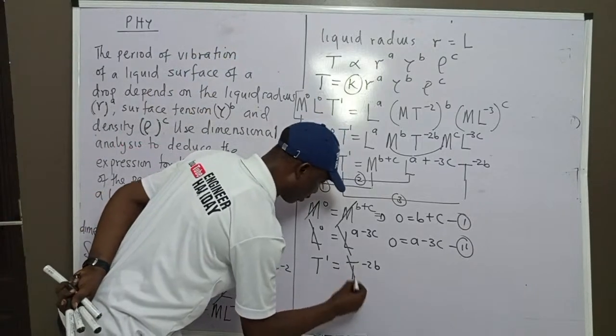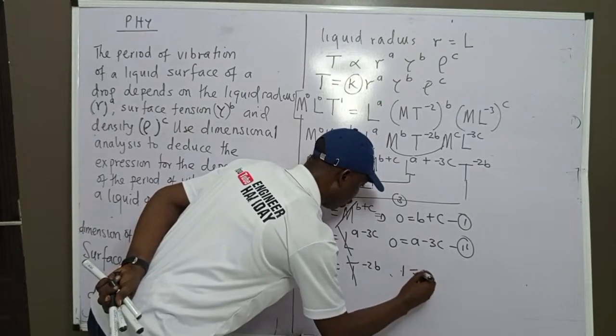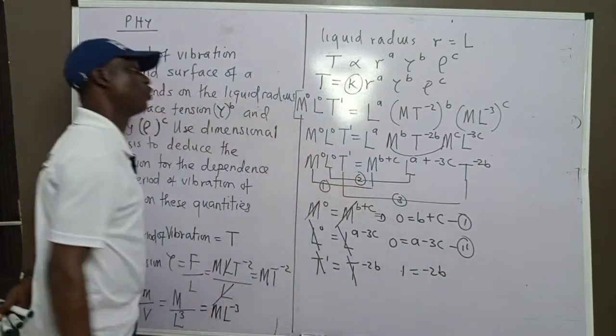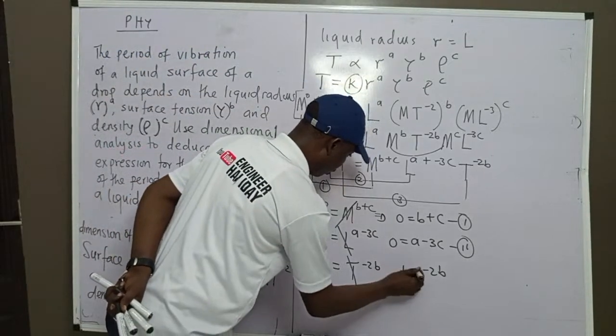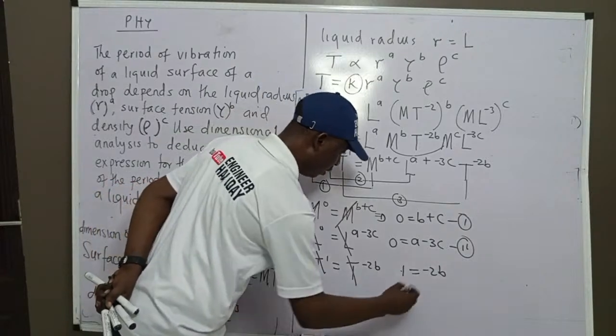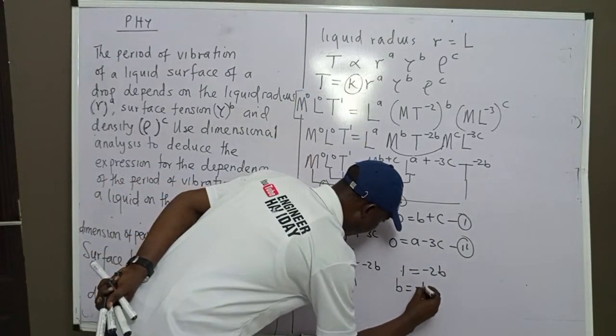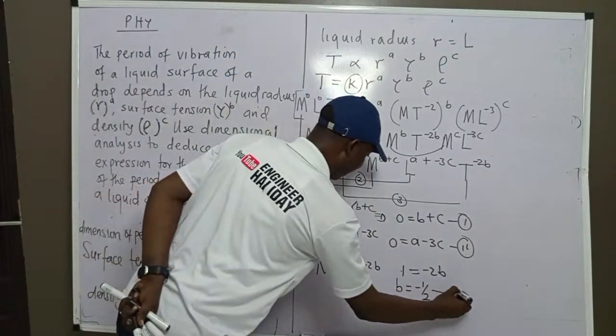So therefore, this one will cancel this one. Then b equal to what? Or let's say 1 equal to minus 2b. That's what I'm going to have. Comparing the powers now after eliminating base. Although mathematically don't do that, just compare the base. So this one will be b equal to minus 1 over 2. Then that will be the first answer.